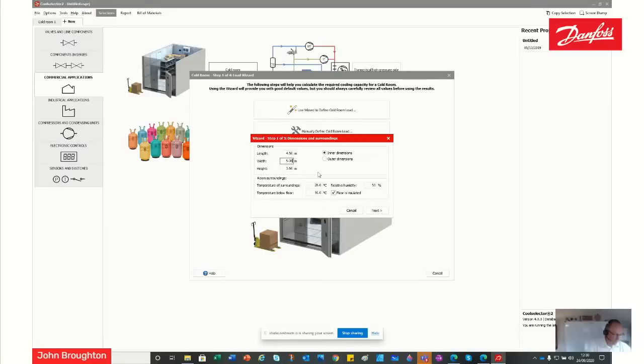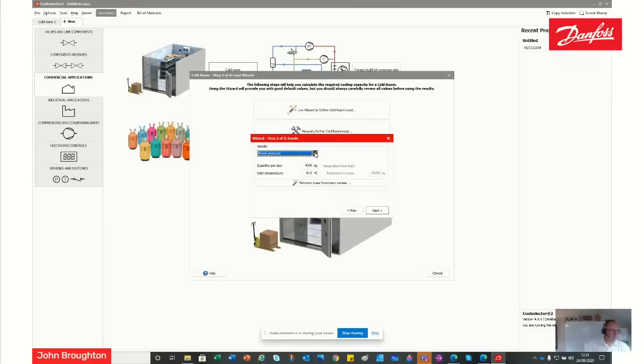Now this was quite a topical one, I guess, for the time we are in with the pandemic. So we had 4.5 by 3 meters by 2.9, and we had our ambient temperature 21, so it's obviously inside a building. The floor will generally be insulated. Humidity 55, so that's fine.